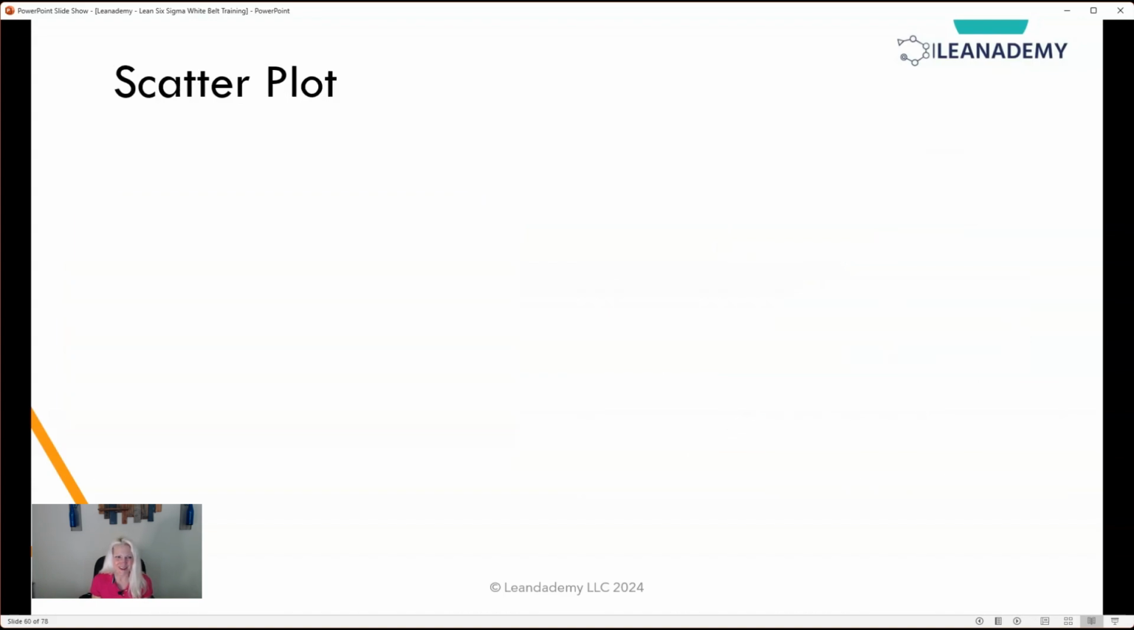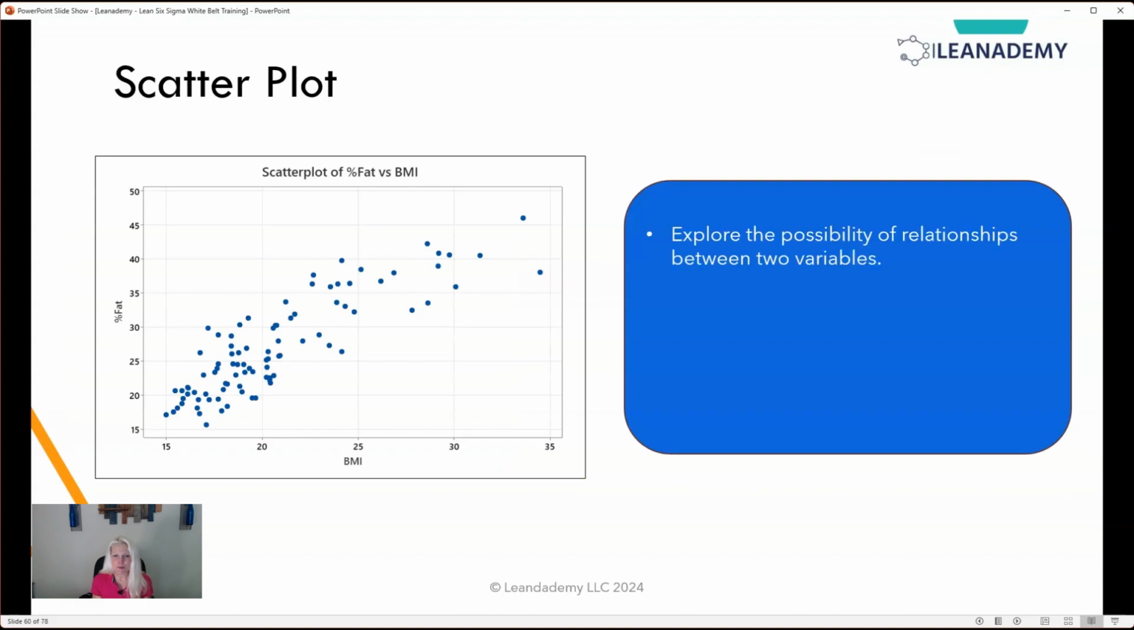All right, a scatter plot. A scatter plot explores the possibility of relationships between two variables, right? So this one, we're looking at BMI and the percentage of fat. Usually the theory here is that as the percentage of fat goes up, the higher BMI is going to be. If there's an association, a linear relationship will be represented, meaning like this. This is a linear association right here. It can also go this way as well.